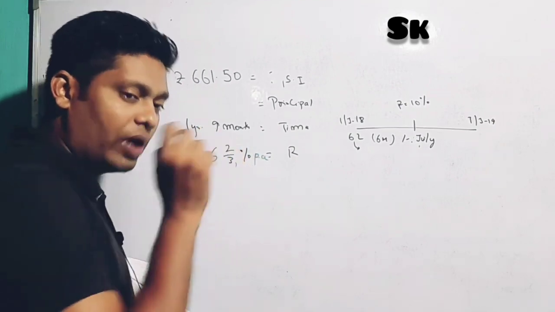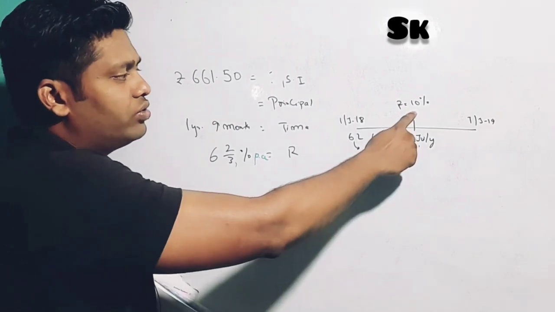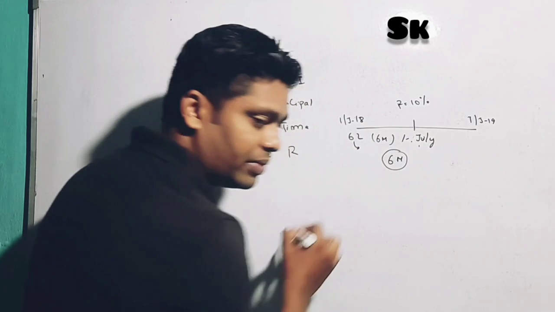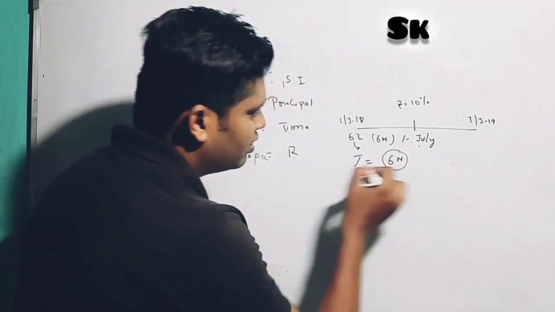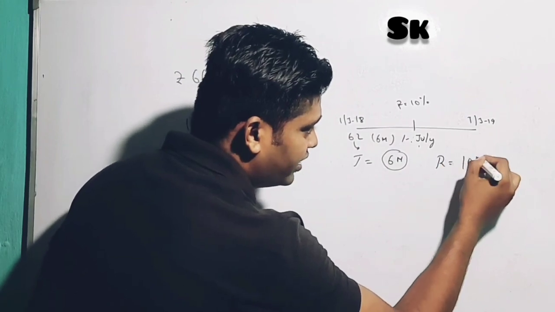The rate you are using is for 1 year only. So when they say 6 months, I am keeping the money for 6 months. So the time period is how much? 6 months. And the rate of interest is how much? The rate is 10%.